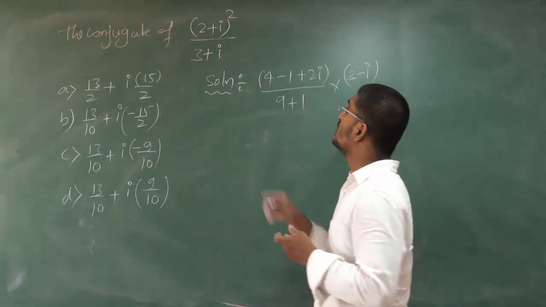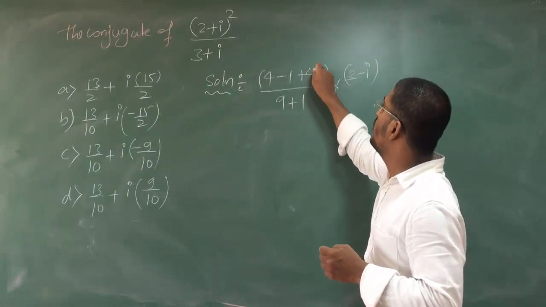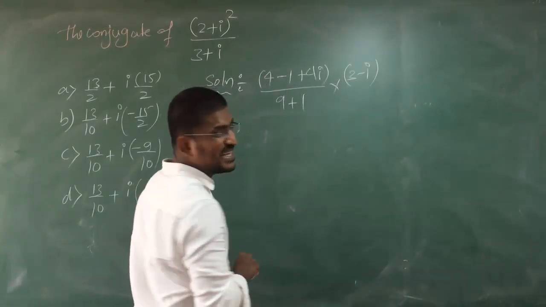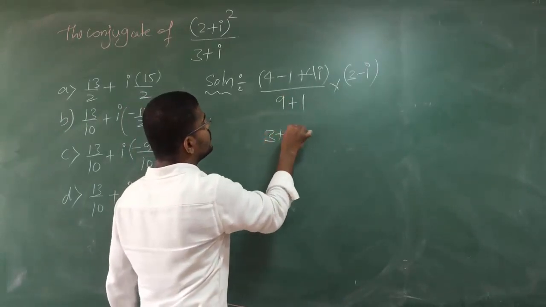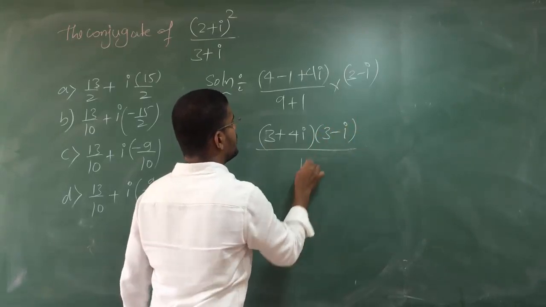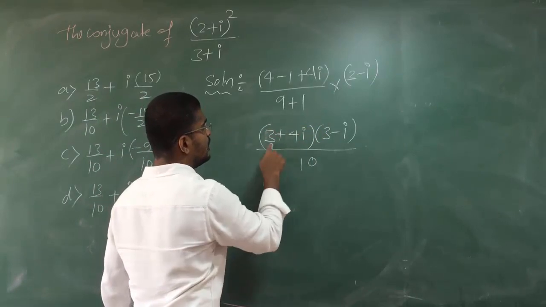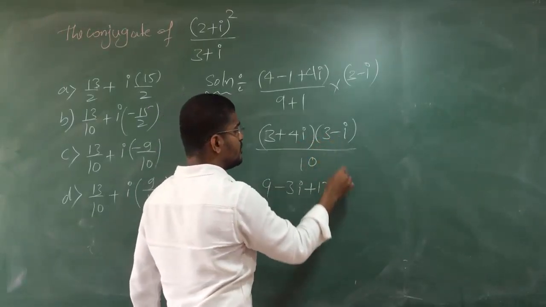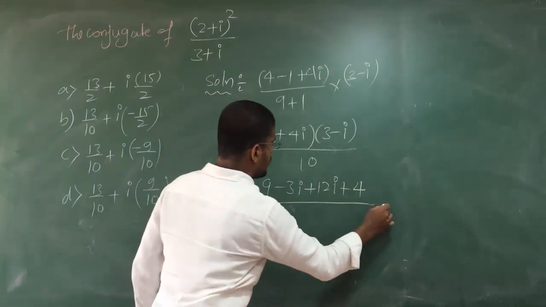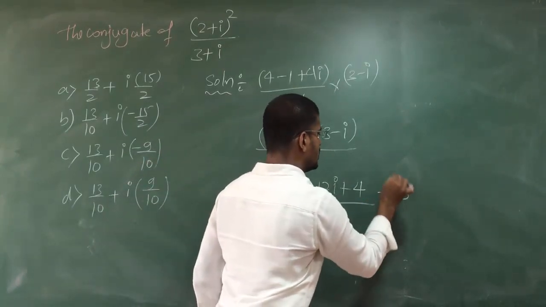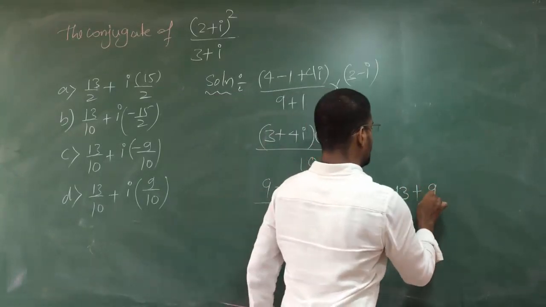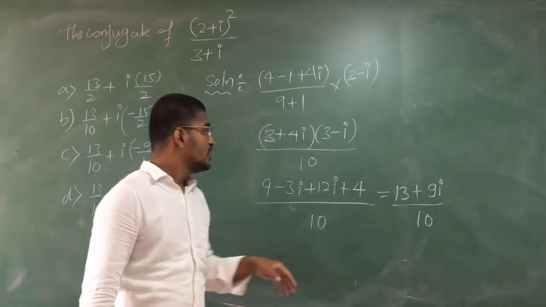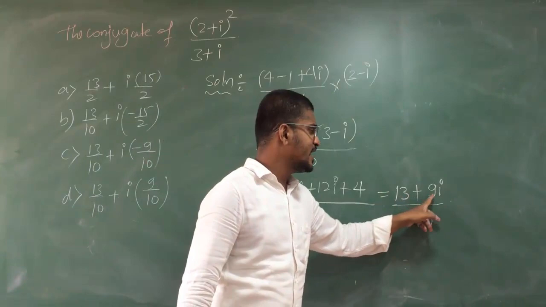Clear? I am not writing each and everything. If I expand this, 4 minus 1 plus 4i you are going to have. Next, divided by, if I rationalize this, you are going to have here 9 plus 1, here 3 minus I. 9 plus 1 is 10. 4 minus 1 is 3. So 3 plus 4i multiplied with 3 minus I divided by 10. Again simplify. 3 into 3, 9 minus 3i plus 12i. I square is minus 1, minus into minus plus 1. Therefore, this is plus 4 divided by 10. 9 plus 4, it will be 13 plus 9i divided by 10. See, 9 plus 4 is 13, minus 3i plus 12i will be 9i divided by 10. So you got 13 plus 9i divided by 10.